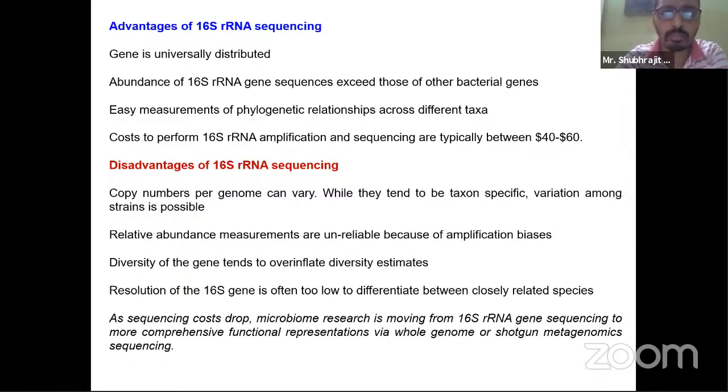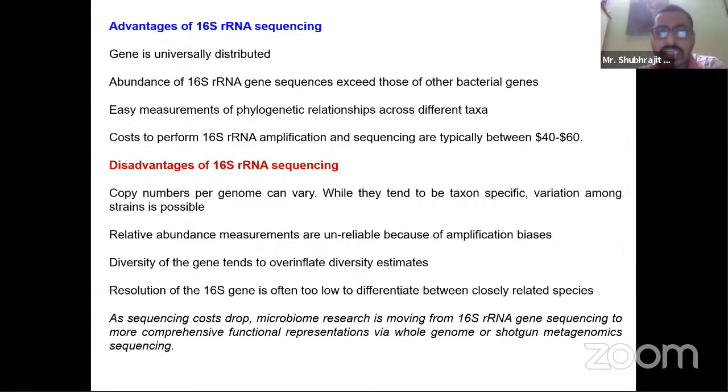As this is based on amplification, there will be an amplification bias, because only those with relatively high abundance in the isolated genetic material will be amplified. So if you are trying to do a relative abundance study, 16S rRNA is not a very good idea. The diversity of the genes also tends to overinflate the diversity estimate, so you will estimate that there are many more variants than there really are, and this anomaly might be created if you use 16S rRNA. But as sequencing costs are getting reduced day by day, we are moving to the whole genome shotgun metagenomic approach rather than performing 16S rRNA for our study.